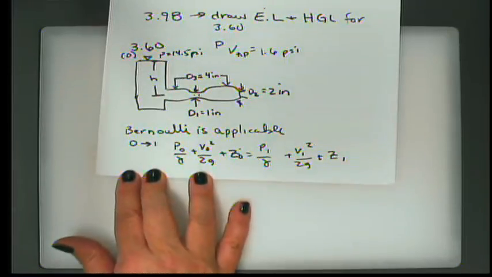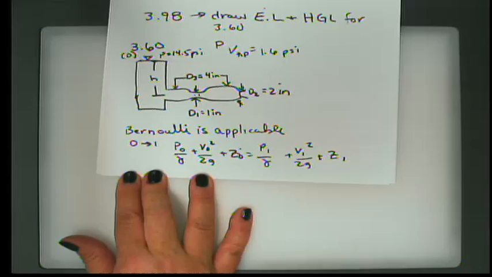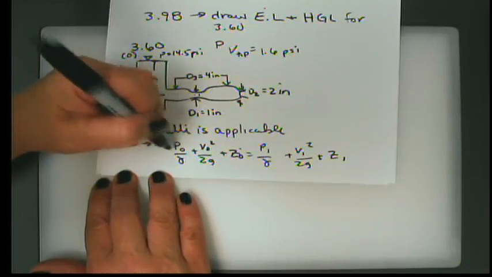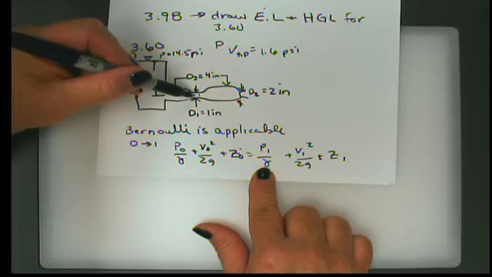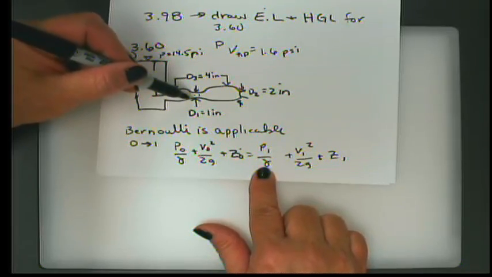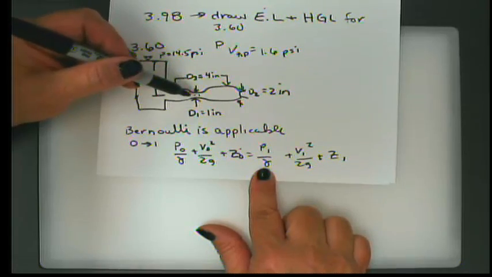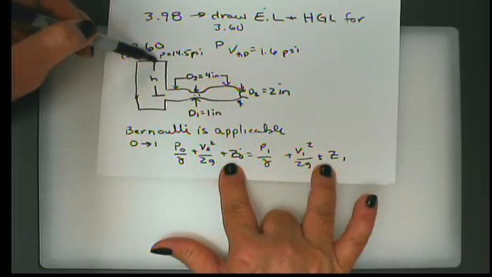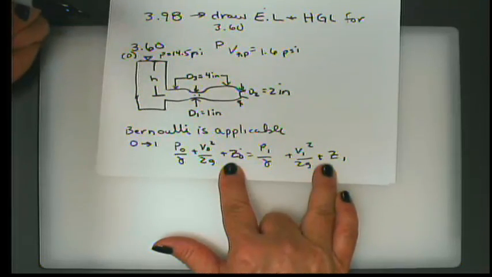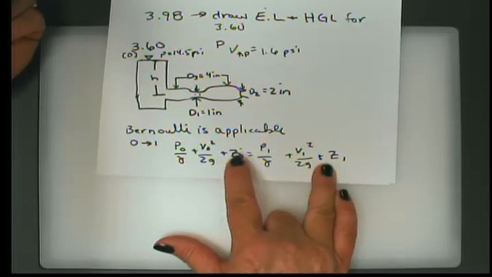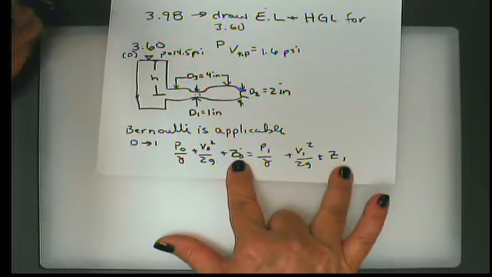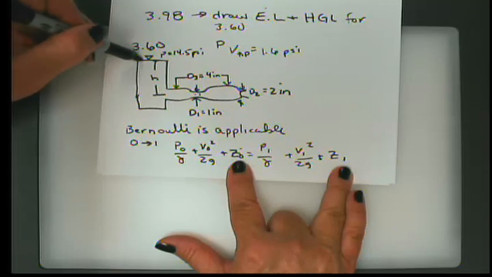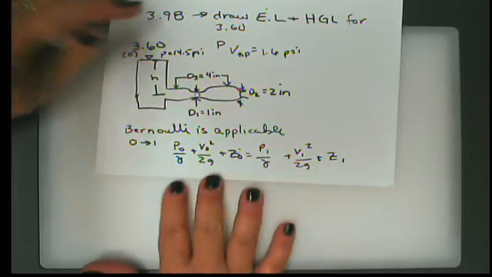All right, now if I look at P0, I'm exposed to the atmosphere, so my P0 is going to be 14.5. My P1, in order to avoid cavitation, has to stay at 1.6 psi or above. My Z0 is h distance above Z1, so I could say that Z0 is equal to h if Z1 is my datum equal to 0. And my velocity here is also going to be equal to 0.